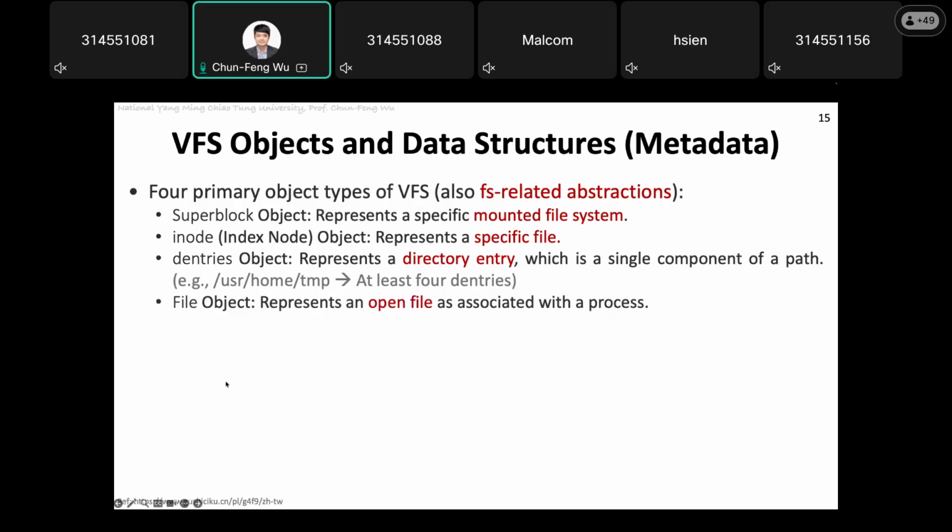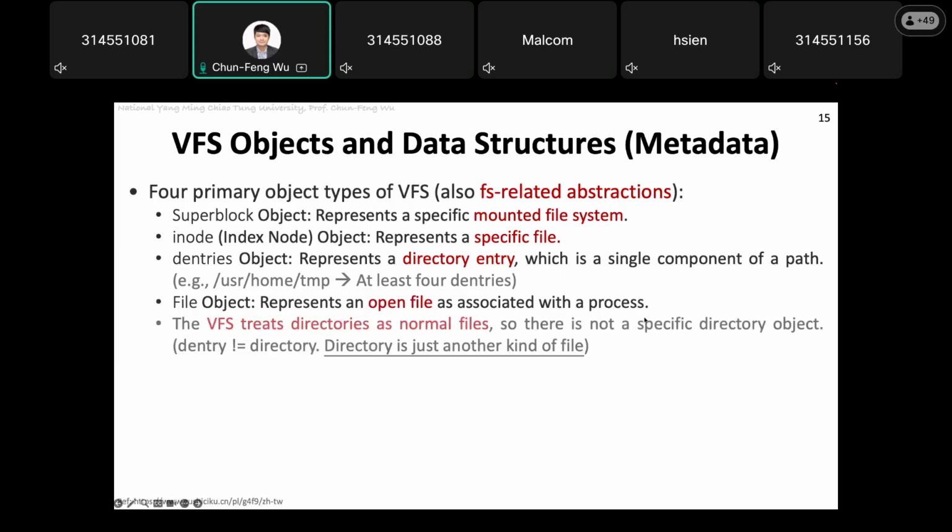And then the last object is called the file object. So the file object, just like its name, is for the open file. The file object is for those open files associated with a process, and we maintain that kind of configuration information.